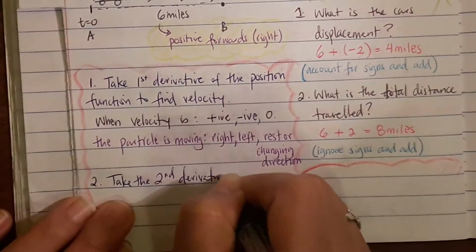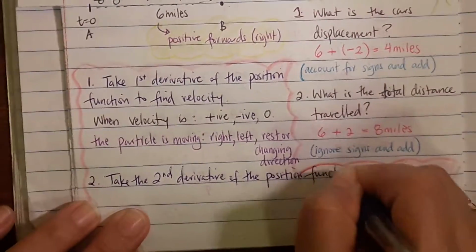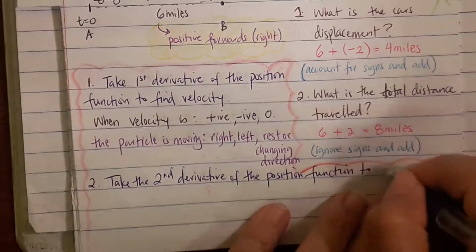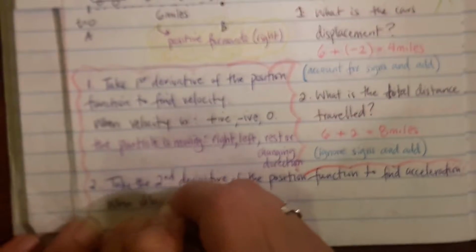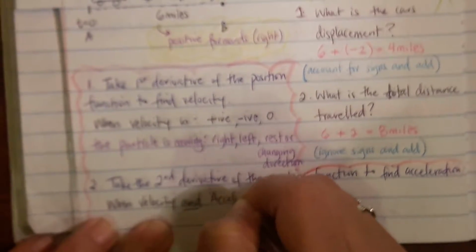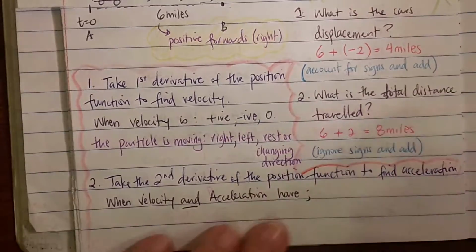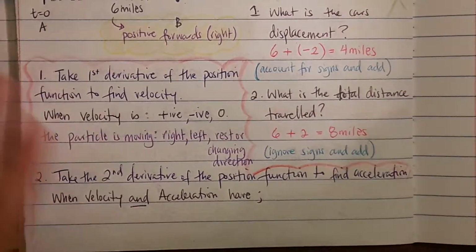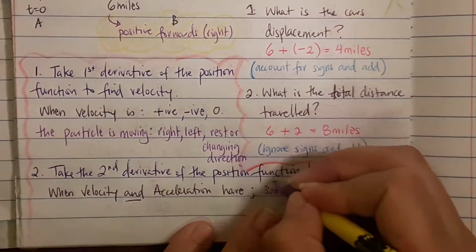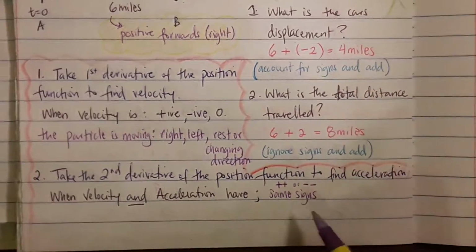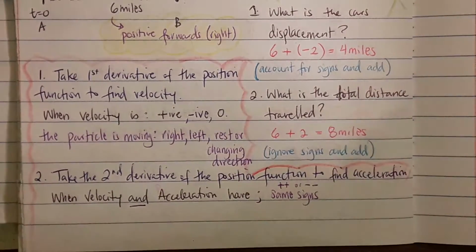Number 2, take the second derivative of the position function and you're going to find acceleration. In other words, the second derivative of the position function, which is the derivative of the velocity, gives you acceleration. Underline acceleration. Now, when velocity and acceleration have the same signs, think about it, they are going in sync. If they have the same signs, positive and positive, negative and negative, the car is speeding up. So they're going in the same direction, whether it's backwards or forwards, the car is speeding up.